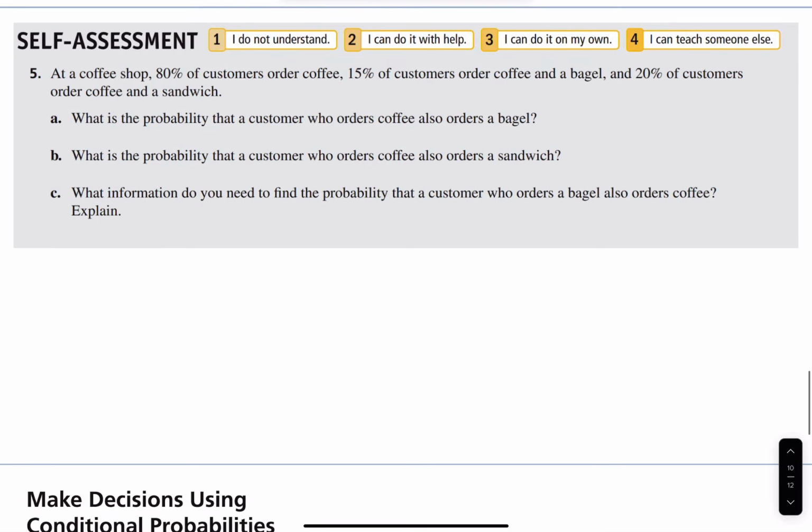All right, for the self-assessment, try number 5 on your own. Take about 5 to 6 minutes.